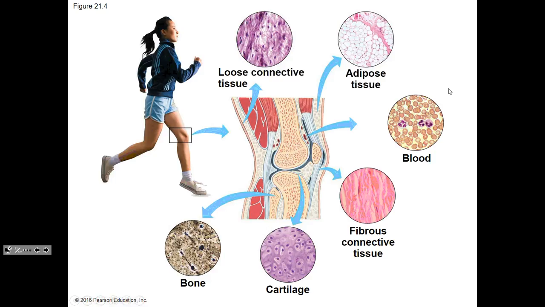And bone is a connective tissue, the hardest end of connective tissue. A lot of our body is made up of that.